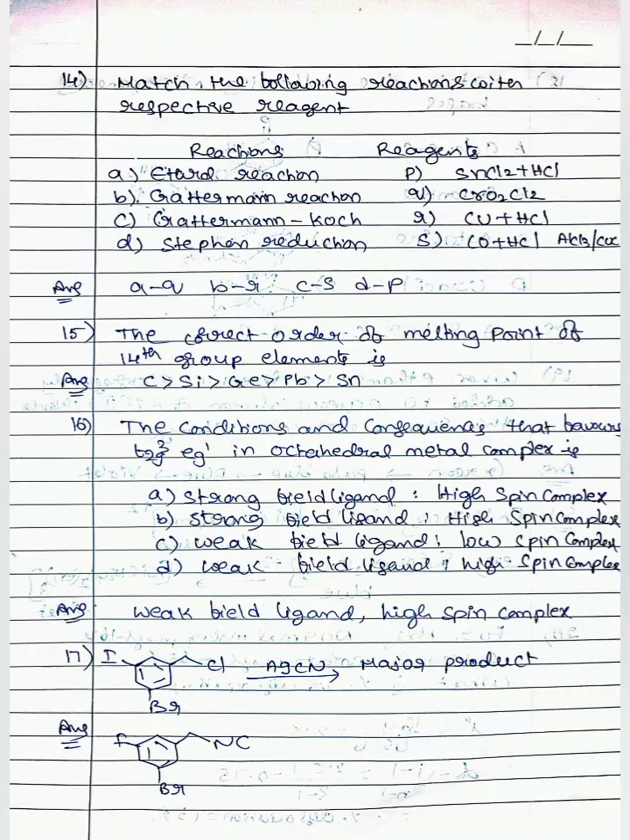Next one, the conditions and the consequences that favor t2g3 eg1 in an octahedral complex. As the pairing does not take place, we can say it's a weak field ligand and a high spin complex. So easy one. If you know the concept, it's easy to pick the correct answer. And in the next question they are asking us to predict the major product. The halogens that are directly attached to the benzene cannot be substituted directly with AgCN, and with AgCN we get isocyanide, right? So you can check the answer here.